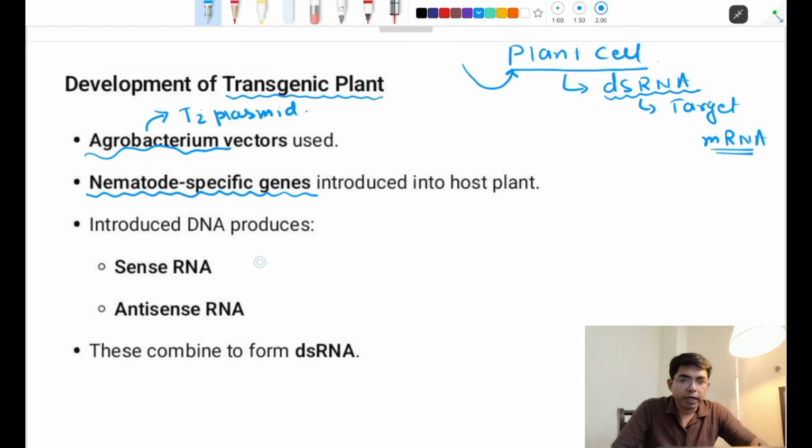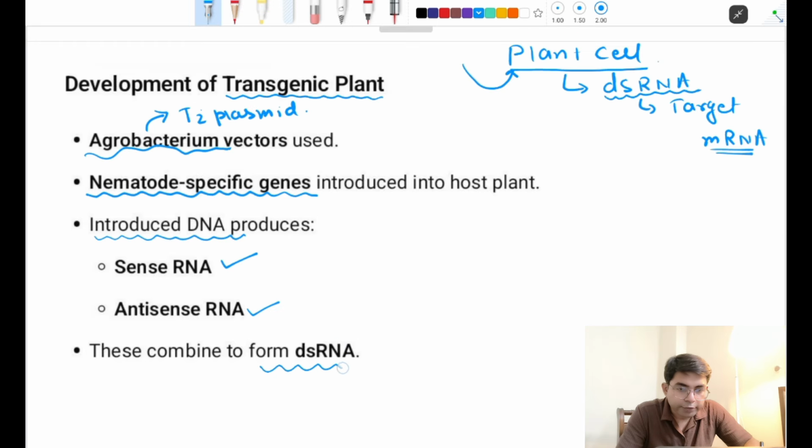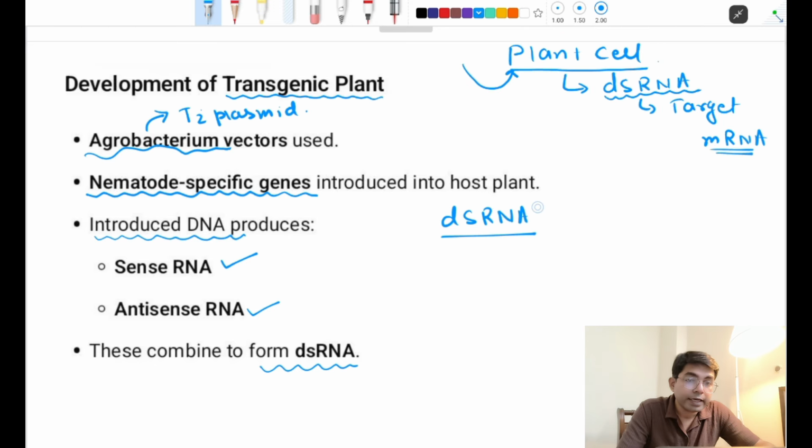Now, once this nematode specific gene is transferred into the plant cell, this DNA will produce a sense RNA and an antisense RNA. Because they both are complementary to each other, they form the double-stranded RNA. Now, if I ask you this question, double-stranded RNA is formed in agrobacterium, or it is formed in plant cell, or it is formed in nematode, where will you say it is formed? In the plant cell.